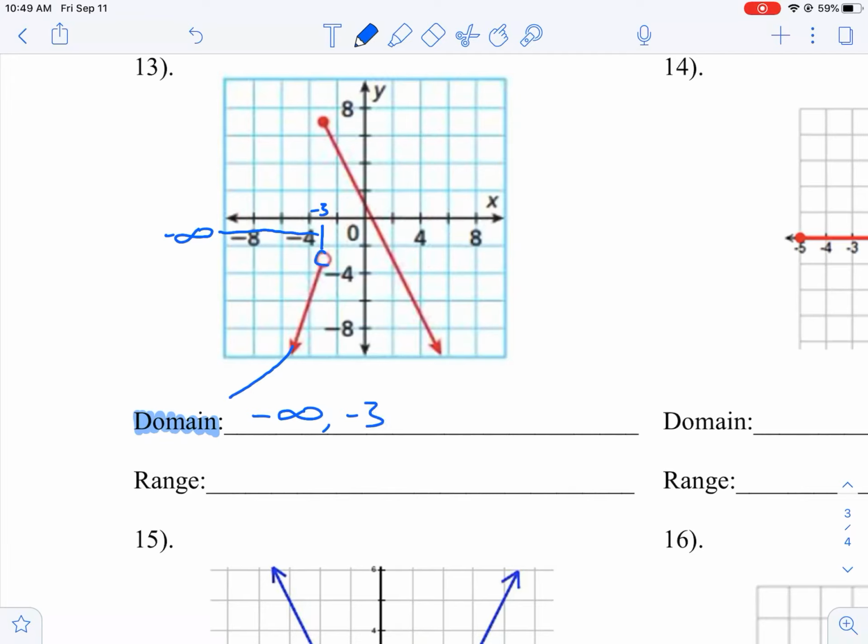And this is an open circle here, so I'm going to leave that as a parenthesis. So that's that first part. This is covered by -infinity to 3.